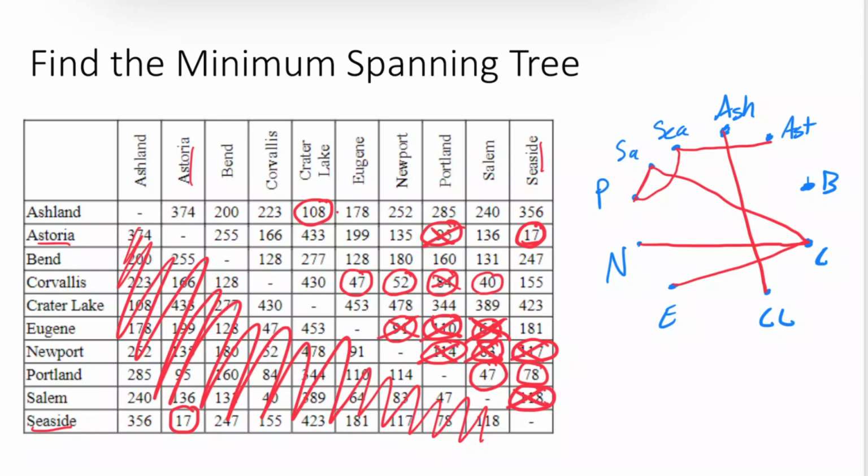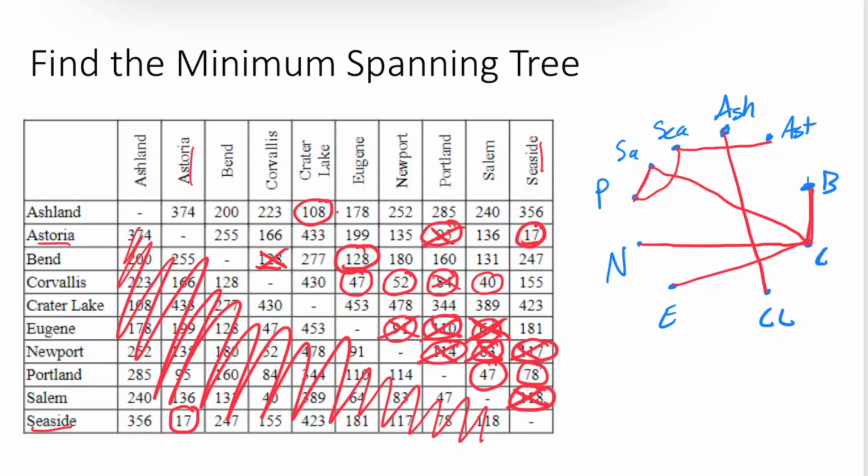128, there's two 128s, and so that would be Bend to Corvallis, which works, and Eugene to Bend, but I can only use one of them, I can't use both of them, because if I connected Eugene to Bend after I already connected Bend to Corvallis, then I would create a circuit. So I'll only use one of them and then I'll cross off the other one.